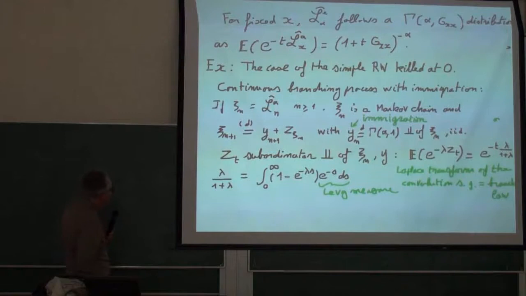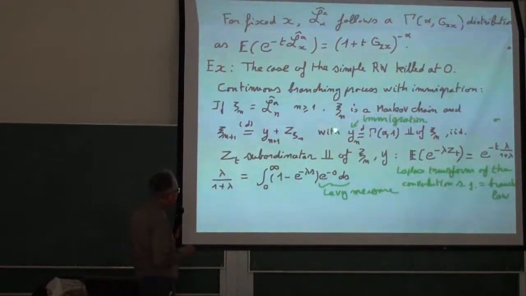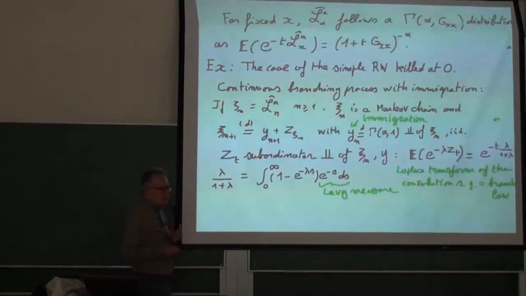Well, it's worthwhile. So the case of the simple random walk killed at 0, I explained before. What is in that case this occupation field? Actually, it is a branching process with immigration. How do you see that? Let me explain what is a branching process with immigration. At each time, you have an immigration which is a gamma variable, and then you have a contribution that comes from the previous value. This is where the branching is. It's continuous branching, so it's not a discrete branching.